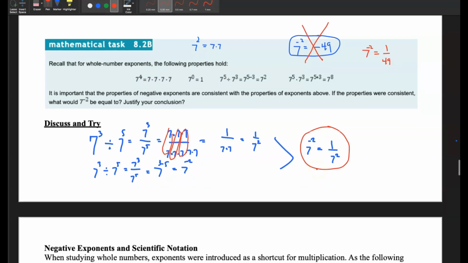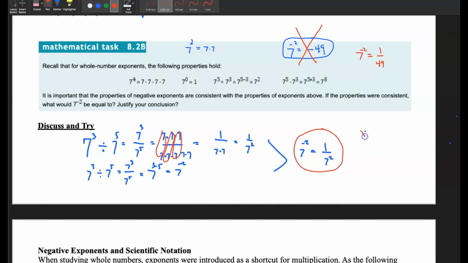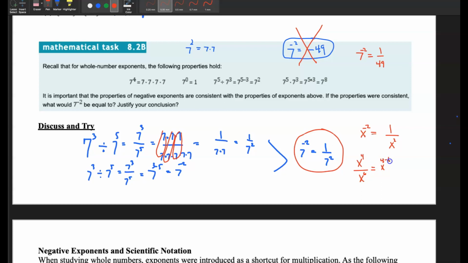And so that motivates our definition for negative exponents. x to the -2 would be equal to 1 over x squared. The way you could generate that is by taking x to the 4 divided by x to the 6, which is x to the 4 minus 6, or x to the -2. That is still this here, because if you cancel the 4 out, there are still 2 left on the bottom.